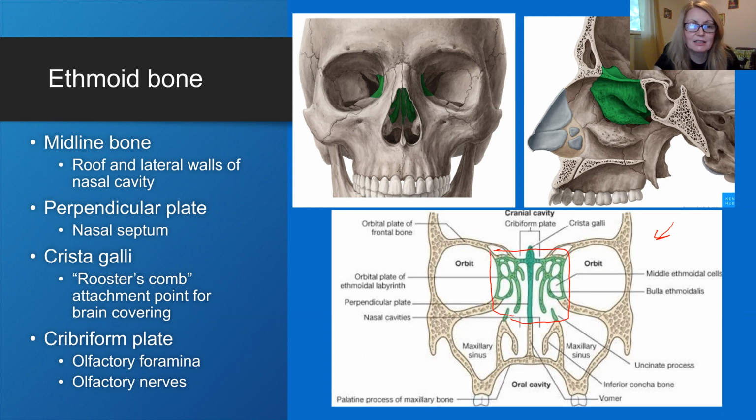So what it has is the perpendicular plate. The perpendicular plate is right here, right in the middle, right there. And the perpendicular plate is a part of your nasal septum. So the septum separates your nasal cavity into right and left cavities.